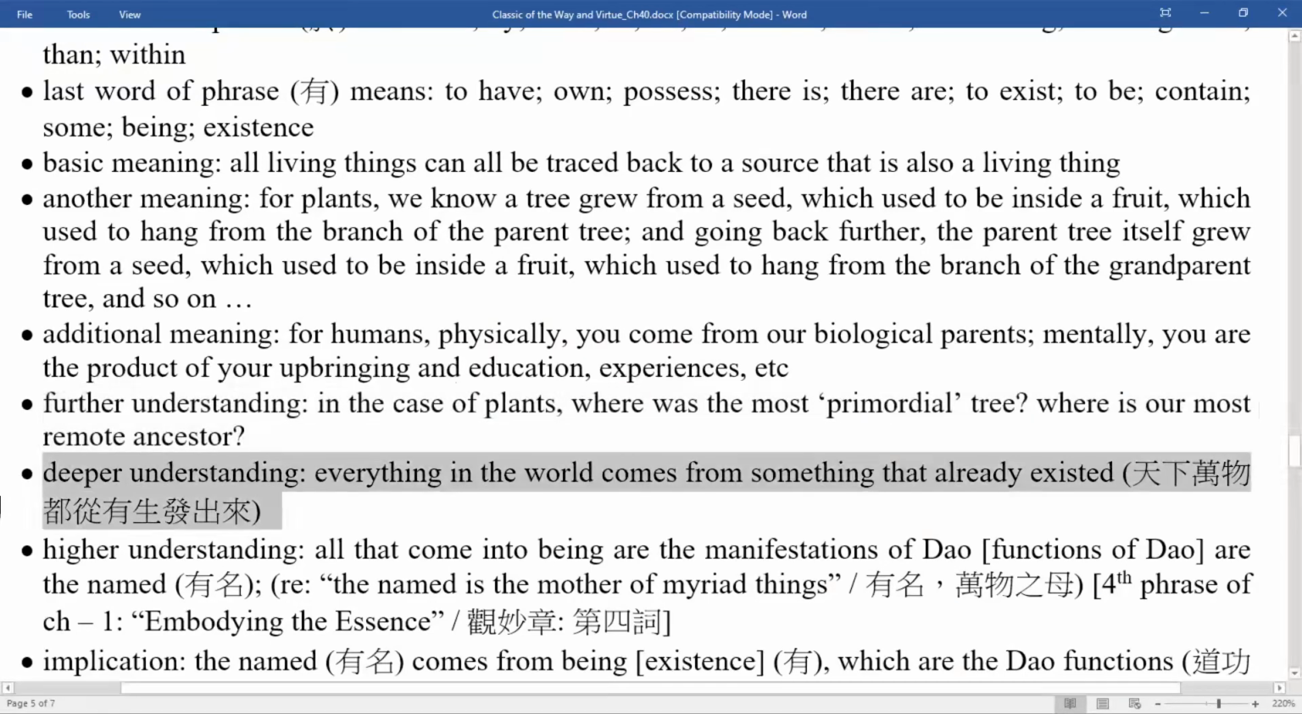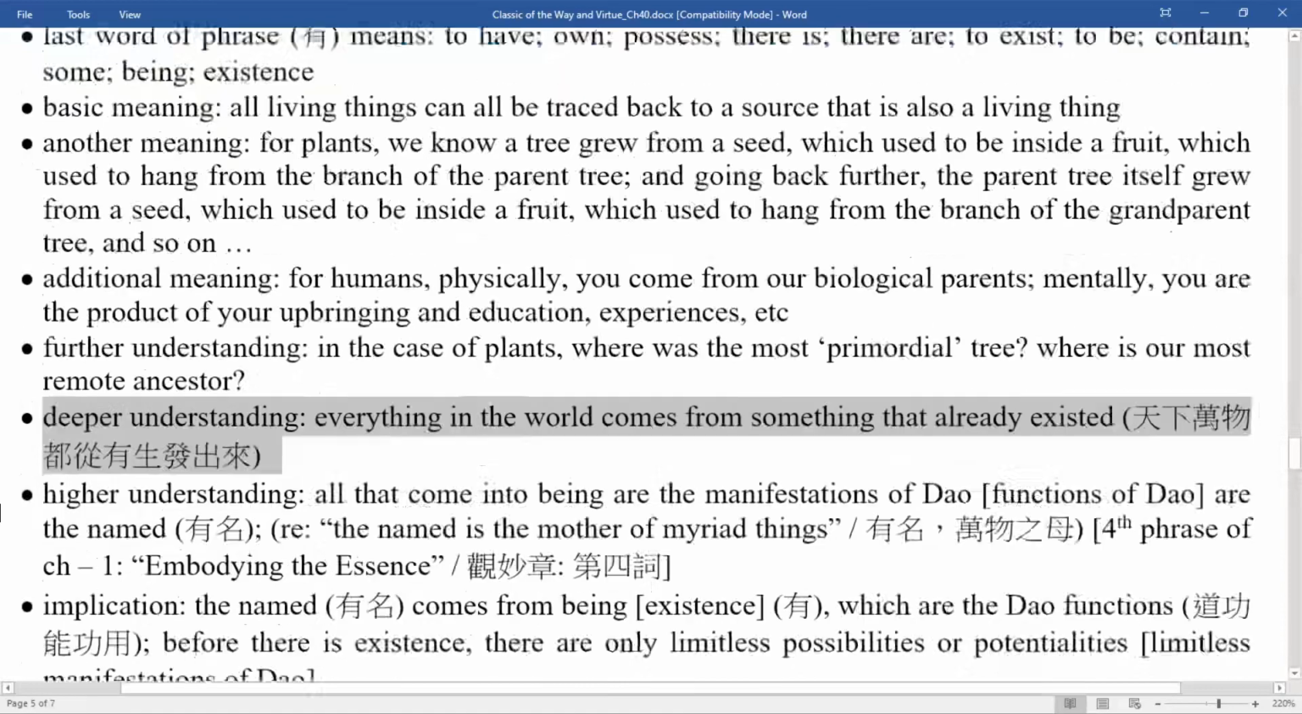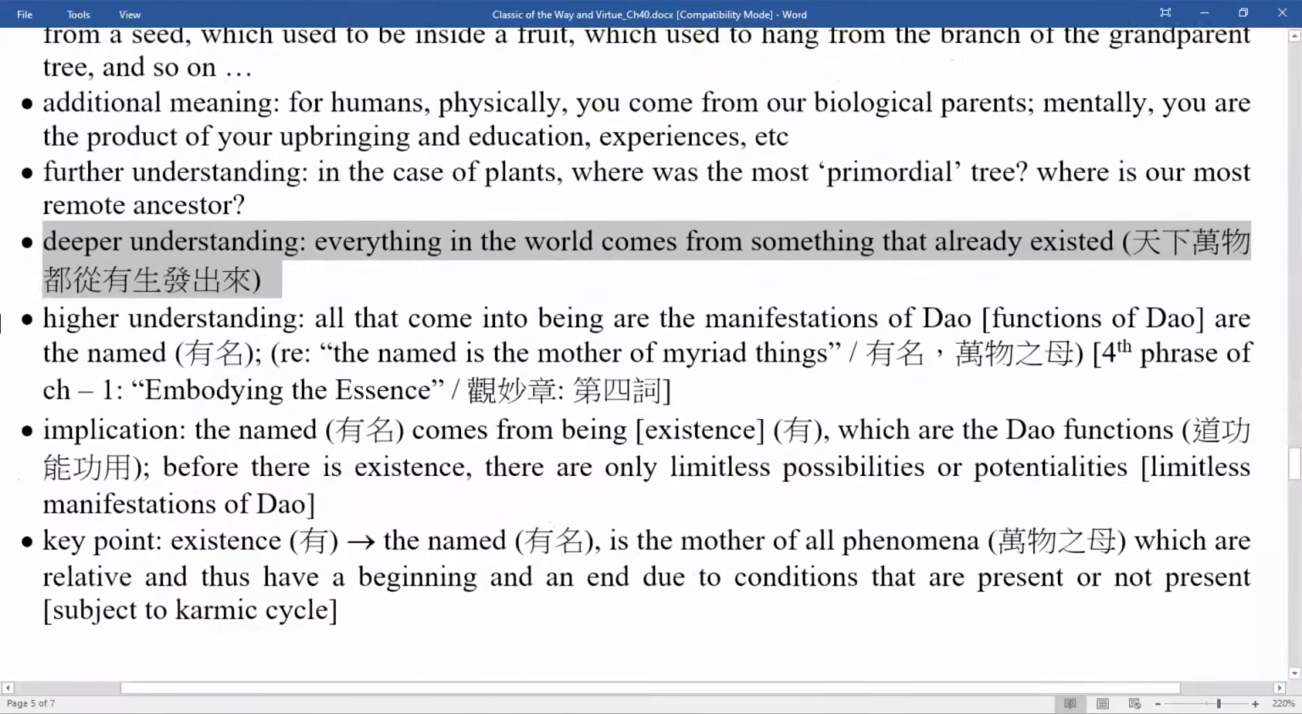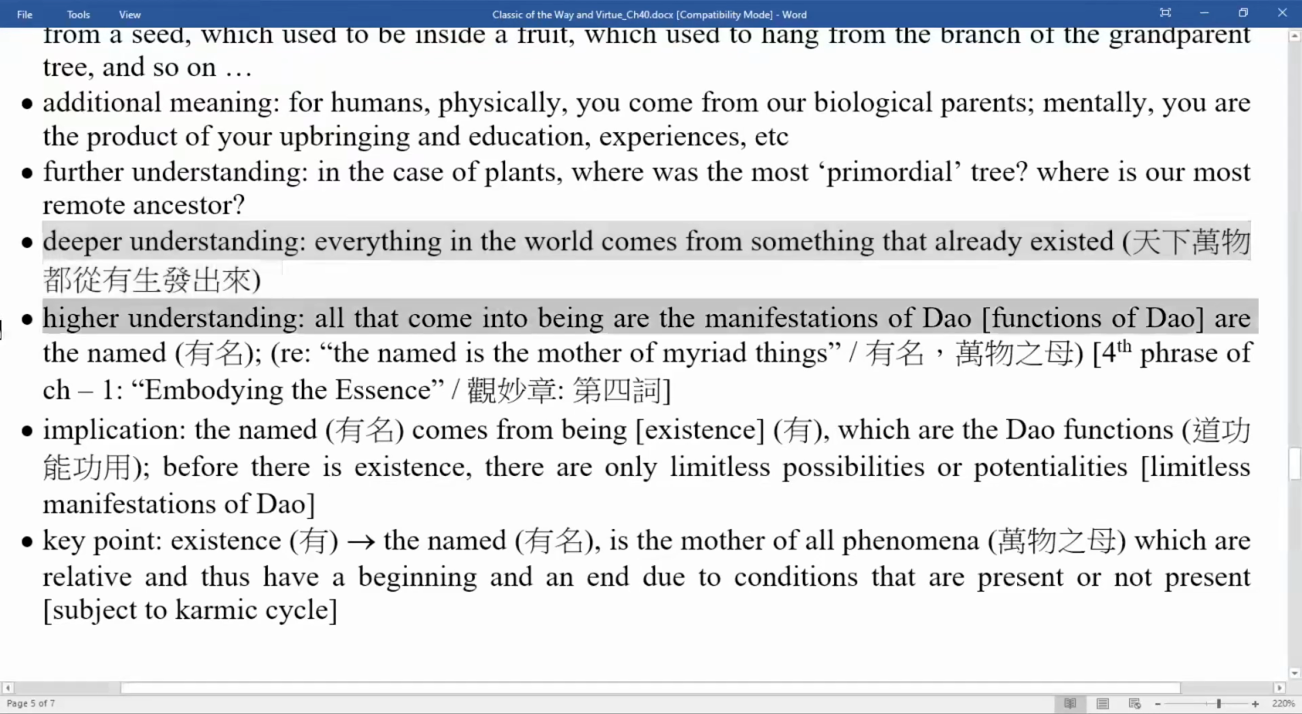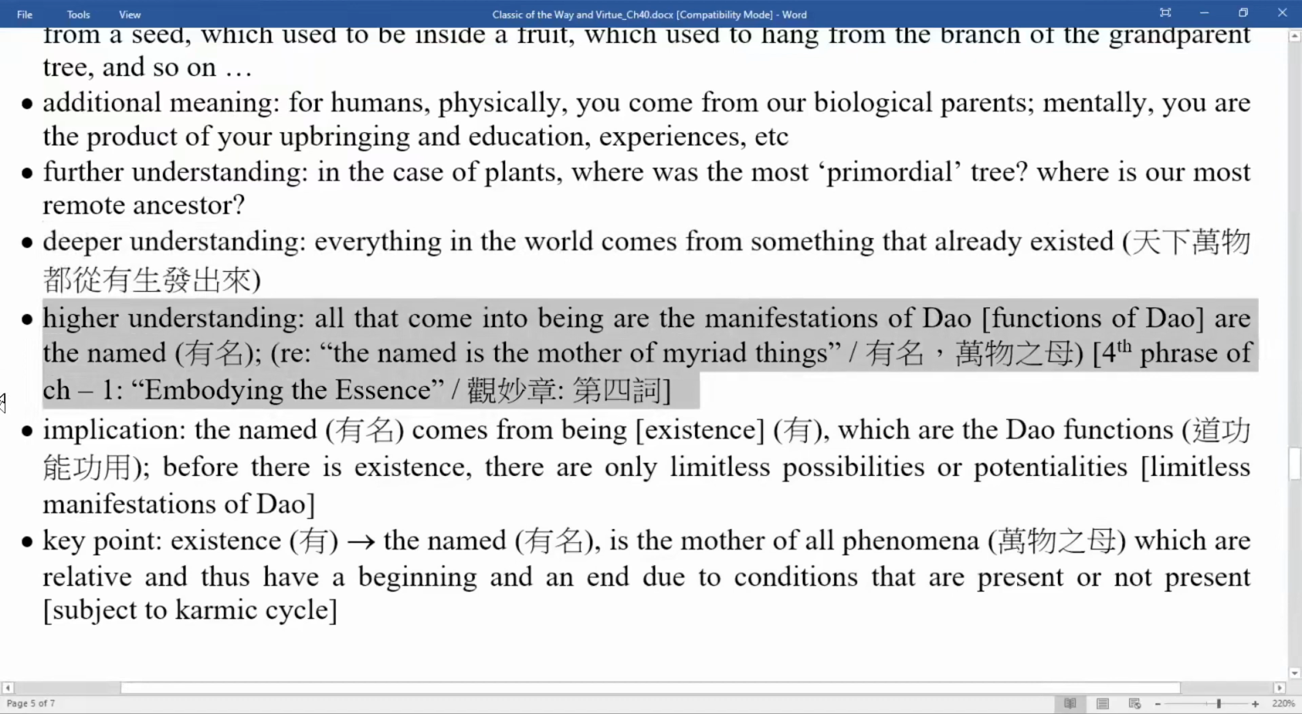So everything in the world comes from something that already existed, right? But that's at a very physical, material level or scientific level. But here's the thing, though. All that come into being are the manifestations of Tao, or the functions of Tao, which are the named. So in chapter 1, fourth phrase, the named is the mother of the myriad things. So what is the named? The named comes from being, existence, which are the Tao functions. Before there is existence, there are only limitless possibilities or potentialities, limitless manifestation of Tao.